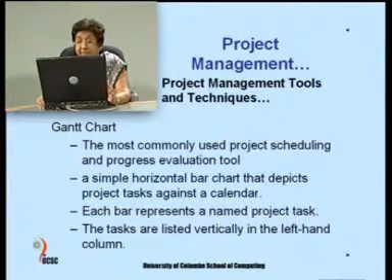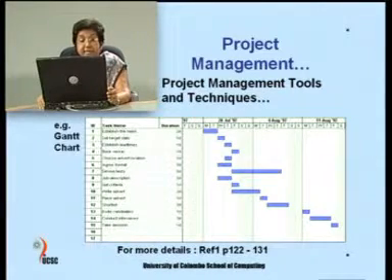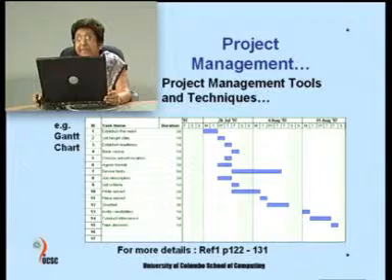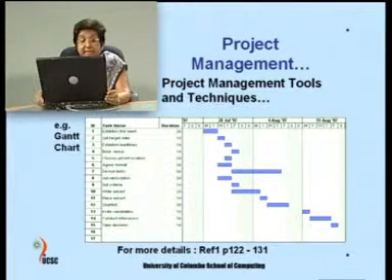So, you have the time or dates on the columns and the horizontal bars represent the various activities. Each bar represents a named project task. The tasks are listed vertically in the left hand column. So, you can see in this diagram again, as I said, the vertical columns give the dates, that is 28th July 97, Monday, Tuesday, Wednesday, Thursday, Friday and so on, and the task names.